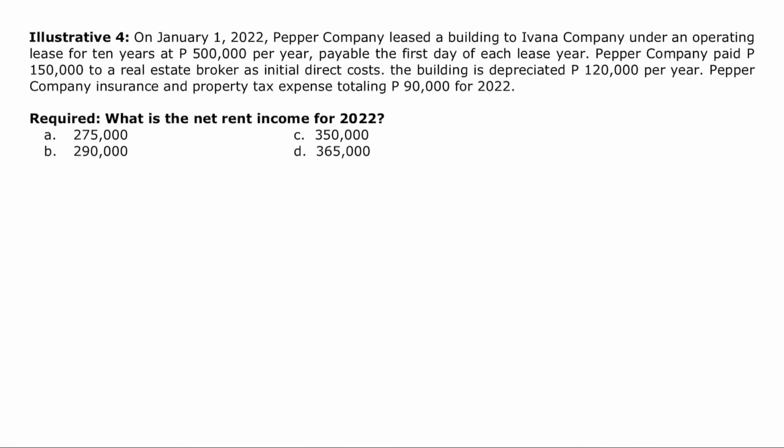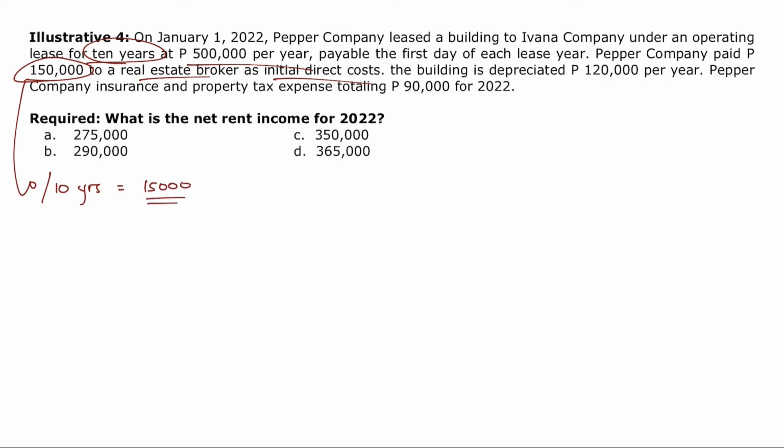Now, punta tayo dito sa illustrative problem number 4. On January 1, 2022, Pepper Company leased a building to Ivana Company under an operating lease for 10 years. Again, 10 years at 500,000 per year, payable the first day of each lease year. Pepper Company paid 150,000 to a real estate broker as initial direct cost. So once again, amortize po yan over the 10-year lease term. So ibig sabihin, kapag dinivide natin yan by 10 years, ang annual expense natin will be equal to 15,000 pesos.